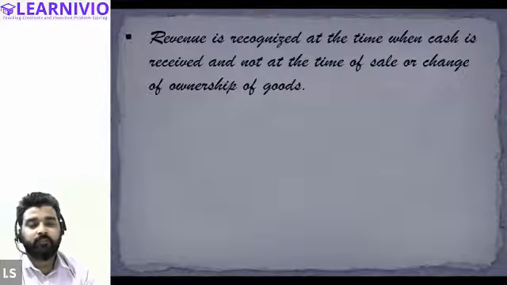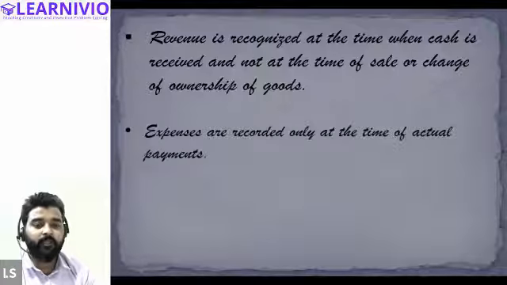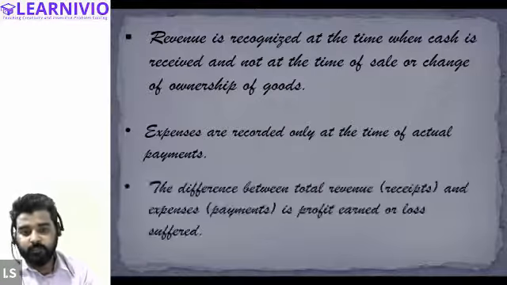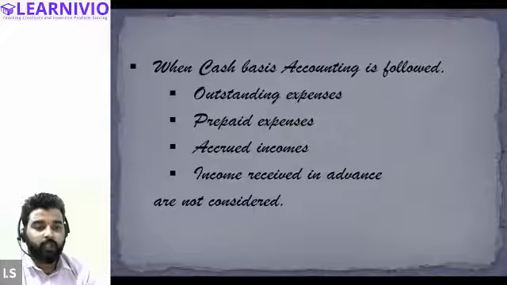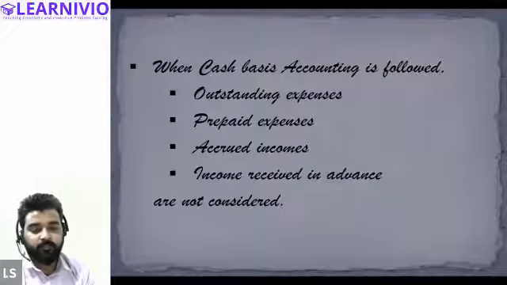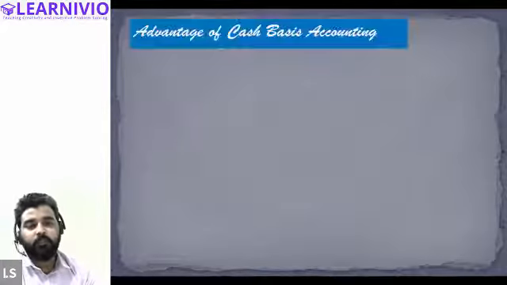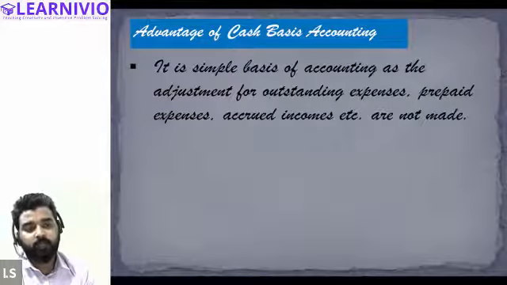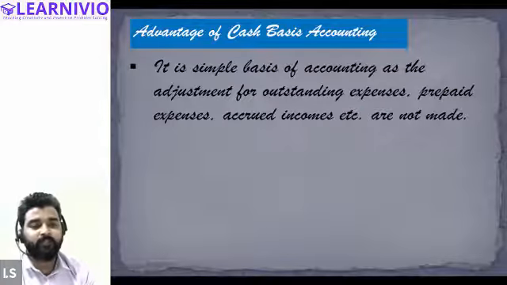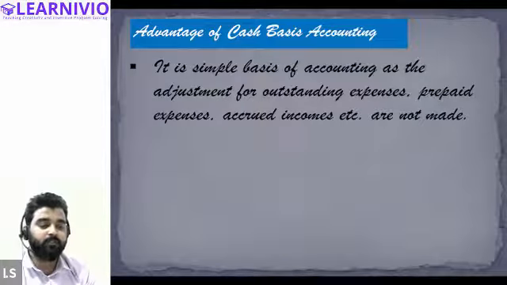Now, other than this, we have also understood that revenue is recognized at the time when cash is received and not at the time of sales. Expenses are recorded only at the time of actual payments. Okay. And I have also told you that cash basis accounting does not take into account the outstanding expenses, prepaid expenses, accrued incomes, and income received in advance. One of the advantages of cash basis accounting, I have told you, is that it is very simple, as it does not require adjustment for any outstanding expense, prepaid expenses, and things like those.